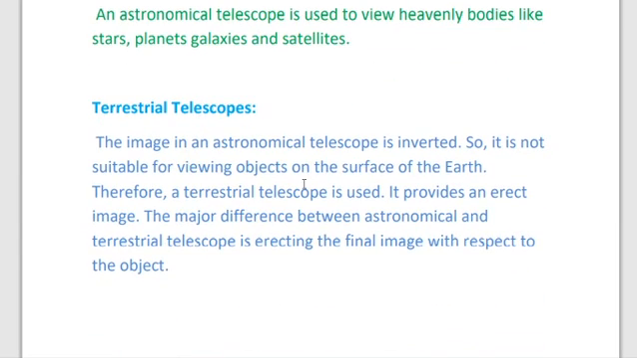Then terrestrial telescopes. The image in an astronomical telescope is inverted, so it is not suitable for viewing objects on the surface of the earth. Therefore, a terrestrial telescope is used. It provides an erect image. What is the meaning of erect image? It is the direct image. The major difference between the astronomical and terrestrial telescope is erecting the final image with respect to the object.